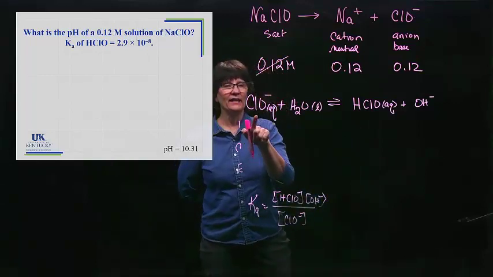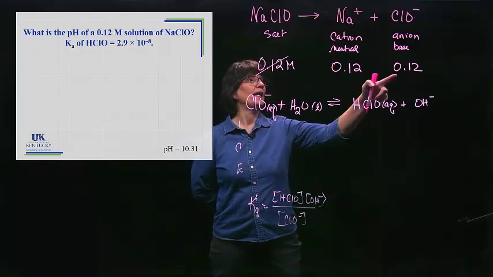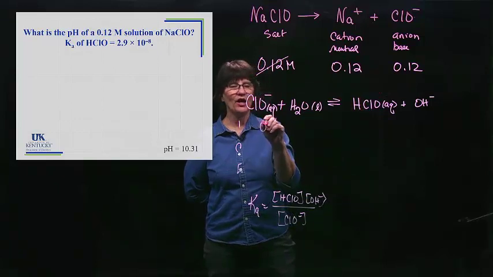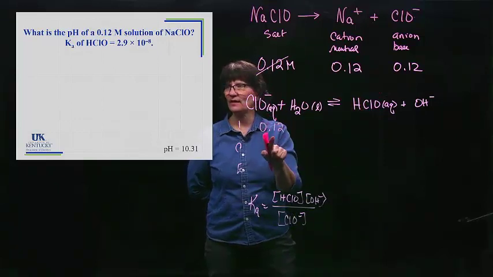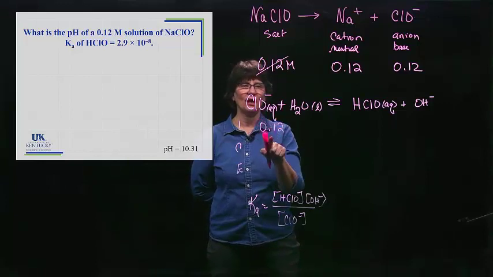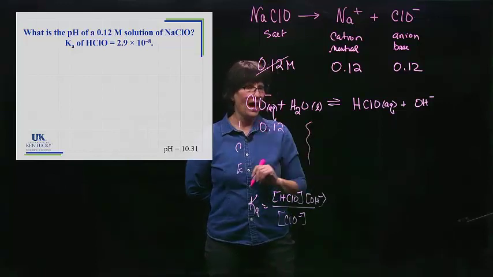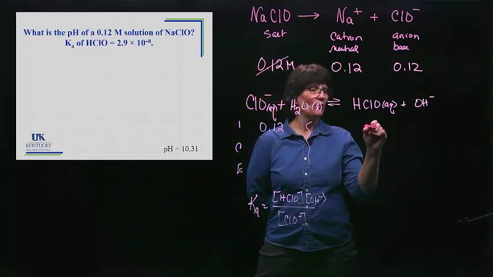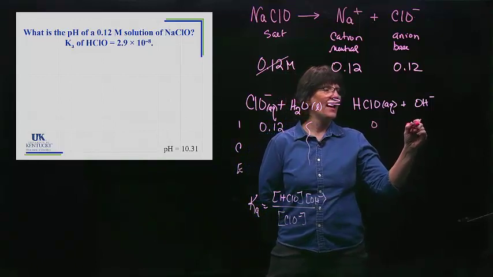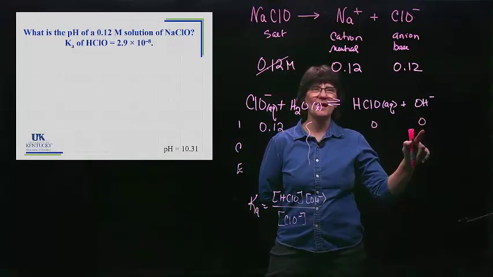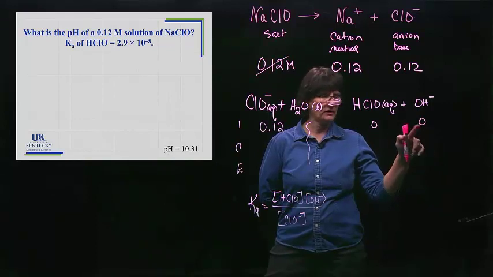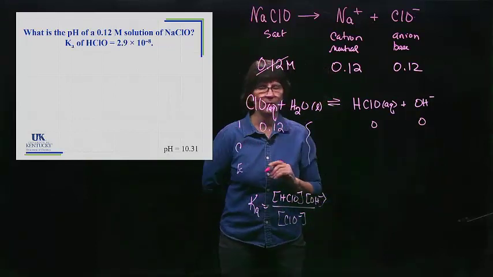The initial of ClO minus is what I have right here. Before this reaction takes place, I've got this concentration of ClO minus. Don't care about the water. Before anything happens, this is 0, and this is almost 0. Remember, it's 1 times 10 to the minus 7 in pure water, so it's a really tiny number. We can use 0 there.